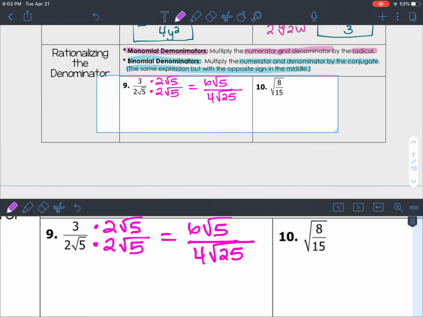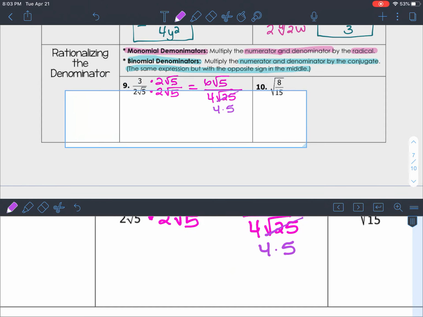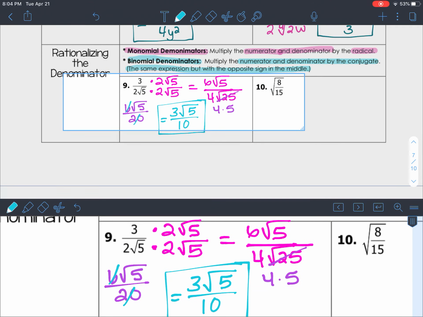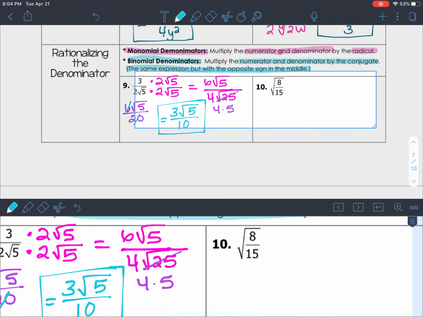So if we keep on simplifying this, we can simplify the square root of 25 into 5, 4 times 5, which is 20. So now we would have 6 the square root of 5 over 20. And then we need to simplify one more time by saying what number goes into both 6 and 20. So that number is 2. So I could take a 2 out of everything, and then I would have 3 square root of 5 over 10. So all I did for this problem was multiply the top and the bottom by whatever my denominator was, and then simplify.